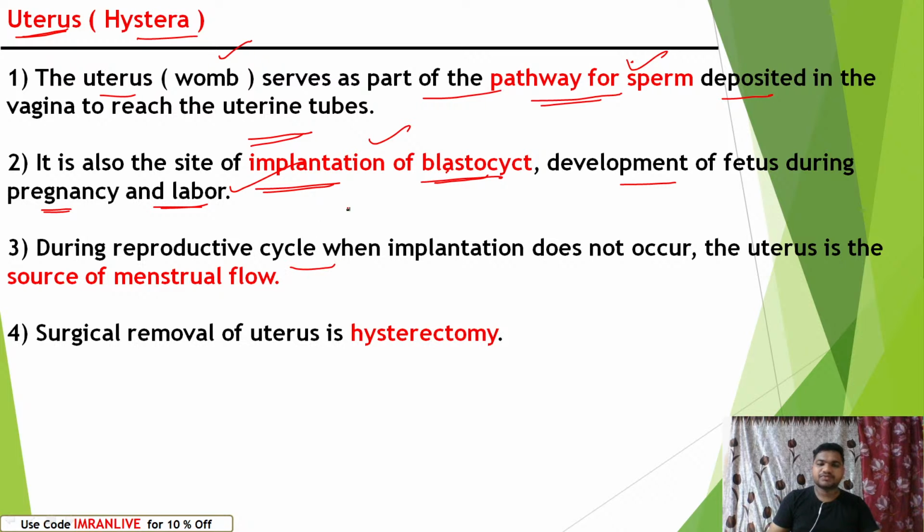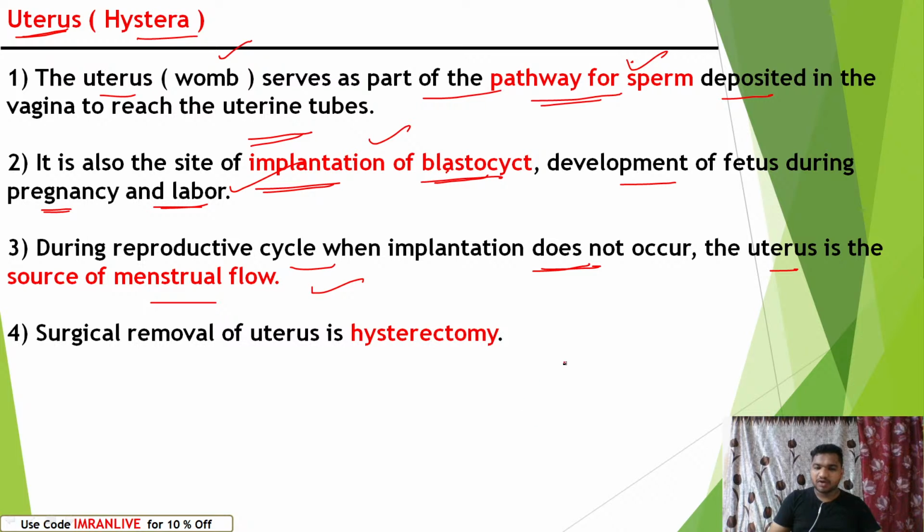During the reproductive cycle, when implantation does not occur, the uterus is the main source of menstrual flow. Before, we discussed implantation and embryogenesis in the uterus if fertilization occurs; now we are going to discuss what happens if fertilization does not occur. Generally, from the age of approximately 13 years, a female continuously gets a menstrual cycle. Once menarche starts, the female continuously gets menstrual cycles. It is not necessary to get fertilization and implantation in every menstrual cycle, of course. So the next menstrual cycle takes place. If fertilization and implantation do not occur, the uterus acts as the major source for the next menstrual flow.